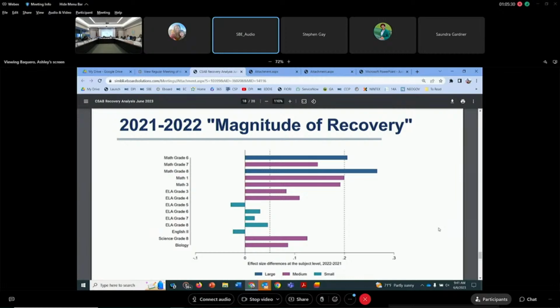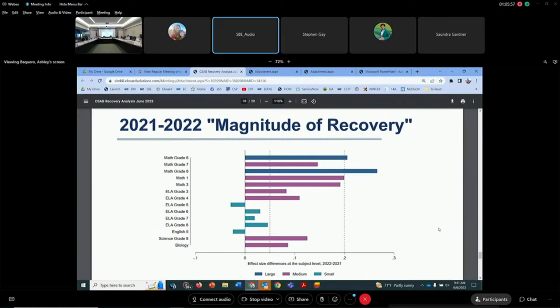So this is just the differences between 22 and 21 for every subject, and they are color-coded according to our guidelines for whether a loss or a gain is large, medium, or small, with large being blue, purple being medium, and that teal color being small. The overall story here that you can see is, as compared to students taking the same subject in the previous year, we're looking at a lot of recovery.